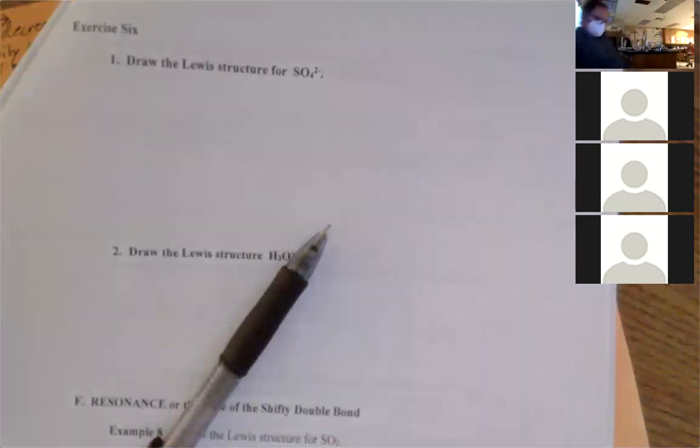Cool. Try SO4 on your own. SO4 2 negative. Give it a try. Who's in the center? Where are they going from there?